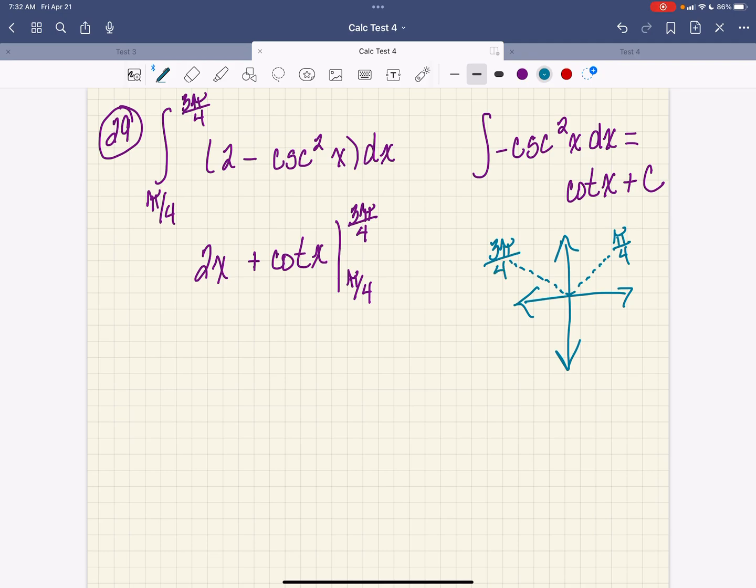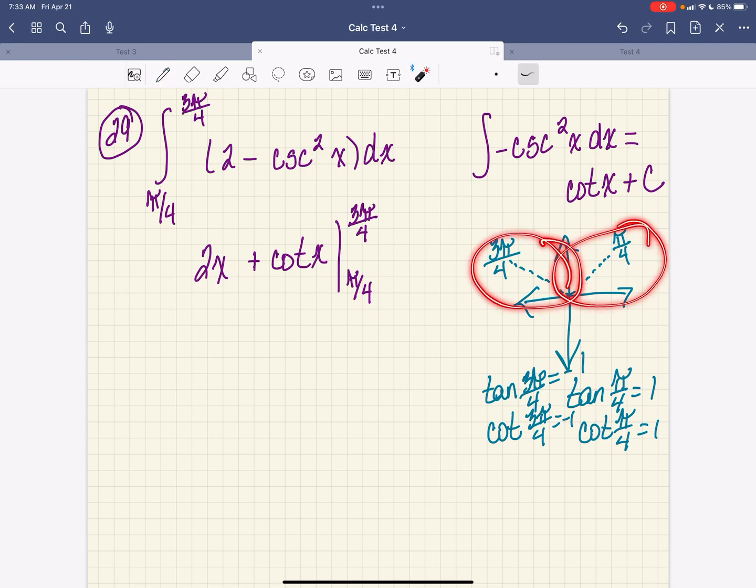Okay, now the tangent of pi over 4 is going to be 1. So the cotangent of pi over 4 is also 1. Okay, the tangent of 3 pi over 4 is going to be negative 1. And so the cotangent of 3 pi over 4 is also negative 1. Okay, and again, this trig might also have been where you might have made your mistake. So here, let's go ahead and do our evaluation.